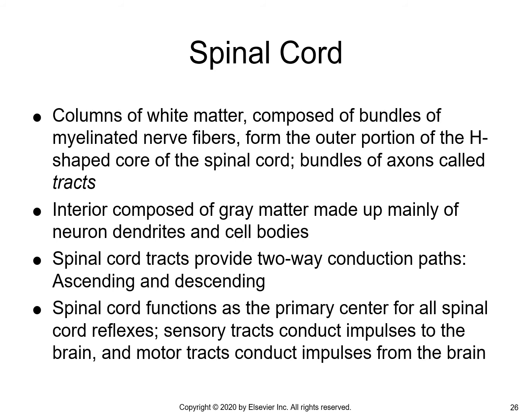And we talked about that at the beginning of this chapter, where it seems so intricate, but it really comes down to what the functions of all of these cells and neurons and axons do to help with the nervous system. So the interior is composed of gray matter made up mainly of neuron dendrites and cell bodies, as I just described. Spinal cord tracts provide two-way conduction paths, ascending and descending. Ascending sends nerve conductions, messages, up, and the descending sends the messages down.